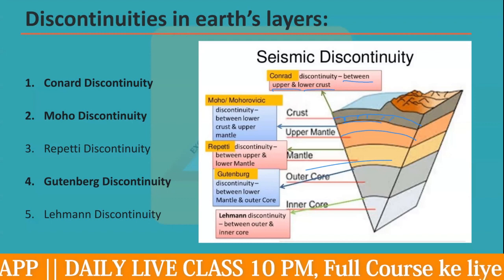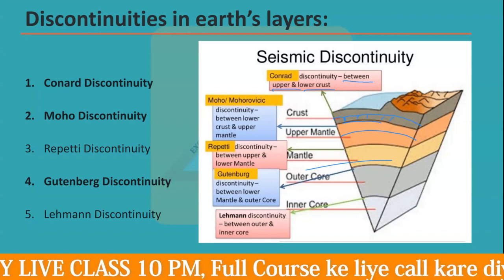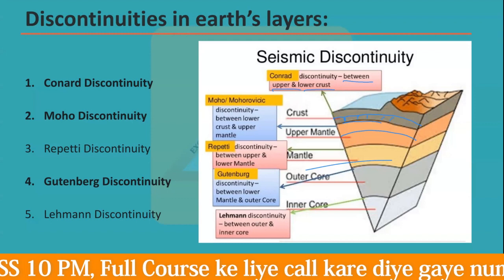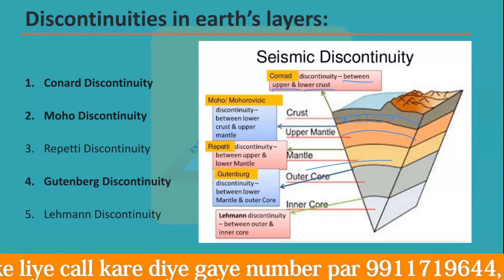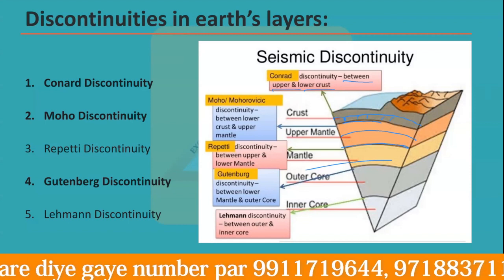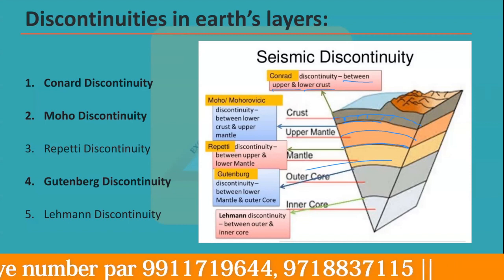Then we have the Repetti discontinuity. The Repetti discontinuity is found between the upper and lower mantle. So this is the upper mantle and this is the lower mantle. In this particular zone, you can find the Repetti discontinuity.